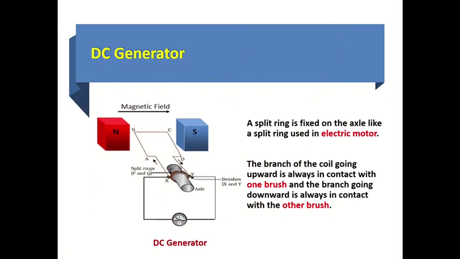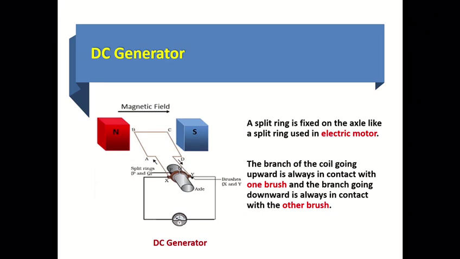Now let us see the DC generator. What is the difference between AC generator and DC generator? Just look at the diagram. Here, instead of two rings, we have a single ring, that too a split ring, as we have used in an electric motor. A split ring is fixed on the axle like a split ring used in an electric motor.